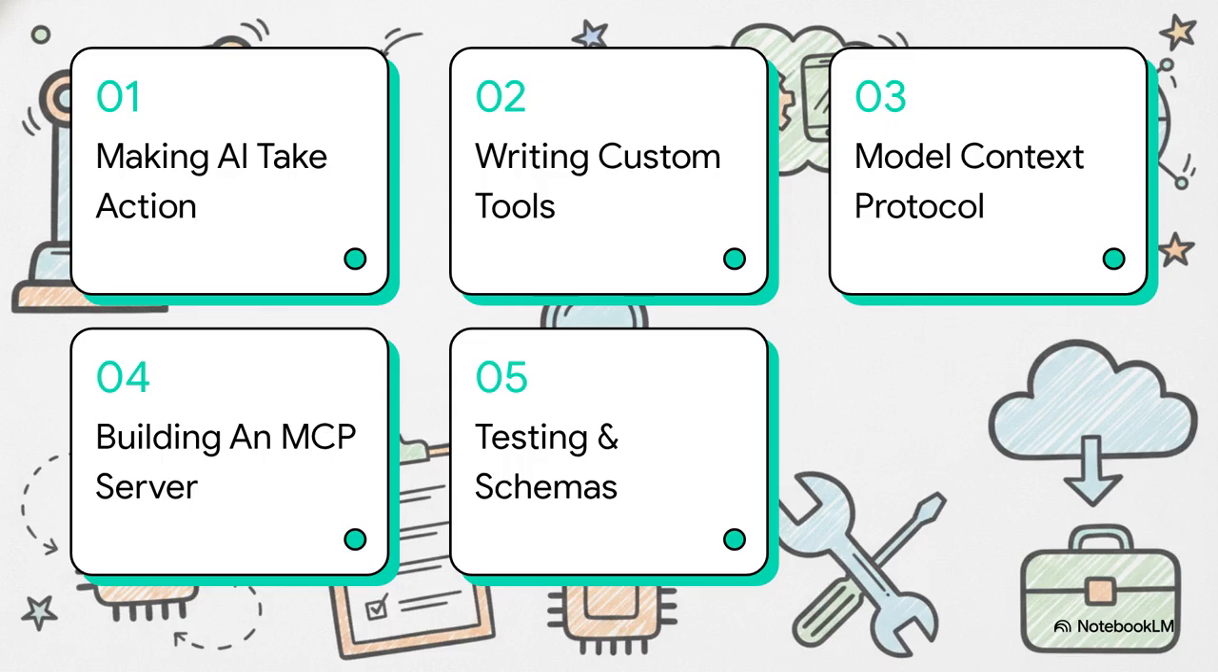1. Making AI take action. 2. Writing effective custom tools. 3. The Model Context Protocol. 4. Building an MCP server. And finally, number 5. Testing and complex schemas. Let's just jump right in.